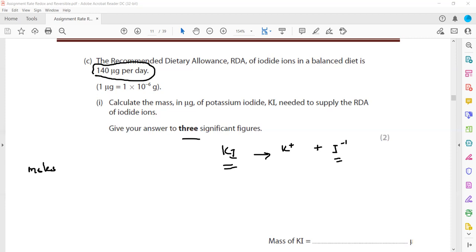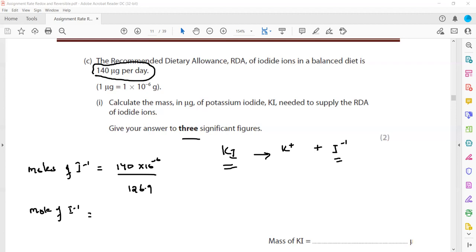So moles equal mass in grams over molar mass. So we are getting the moles of iodide. That is the mass per day, what we need, 140 micrograms. So 140 into 10 to the power minus 6 divided by the molar mass, like relative atomic mass or molecular mass. So here it is 126.9. When we divide, we'll get the moles of iodide.